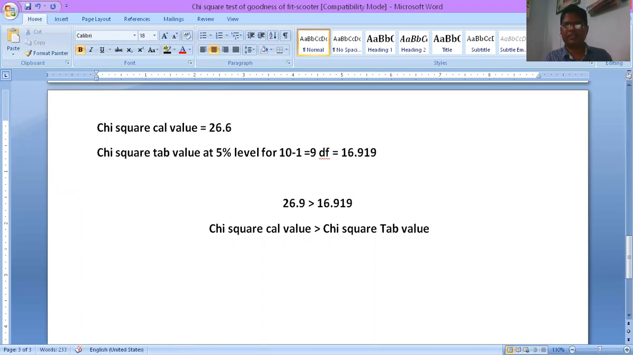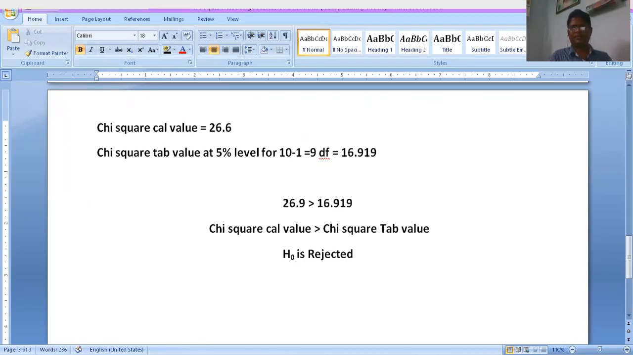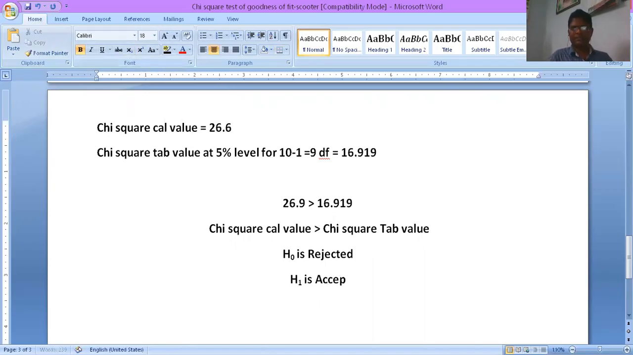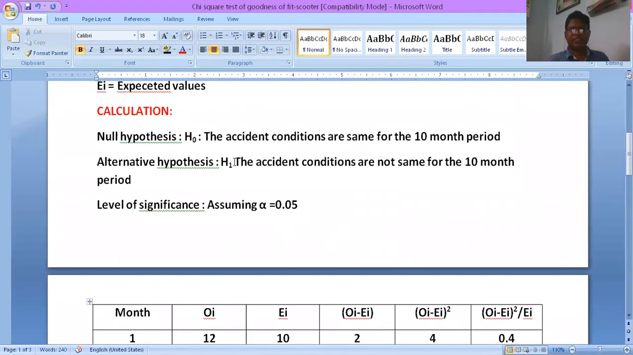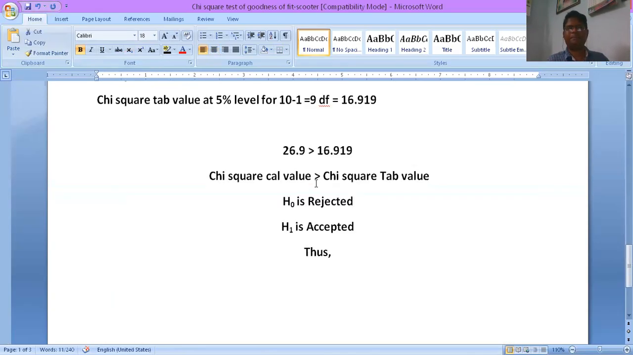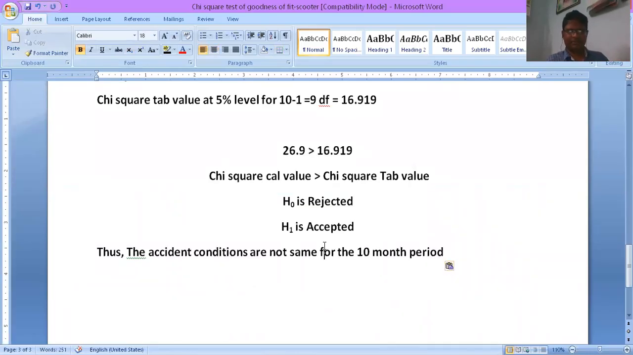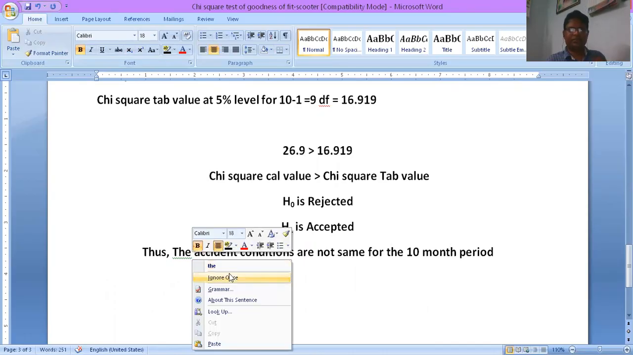So whenever the calculated value is above the tabulated value, H naught is rejected. What about H1? H1 is accepted. Thus, what is written in the alternative hypothesis? When you accept the alternative hypothesis, rewrite the statement here: the accident conditions are not the same for the 10-month period. So this is the final conclusion.